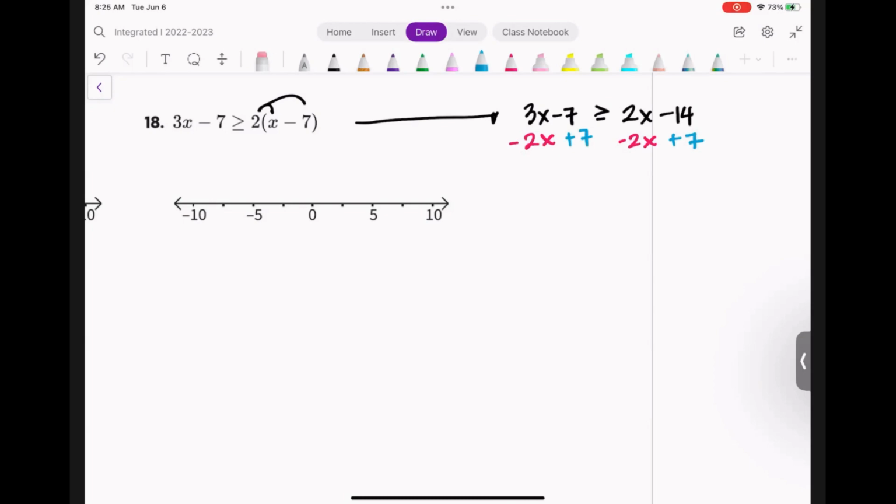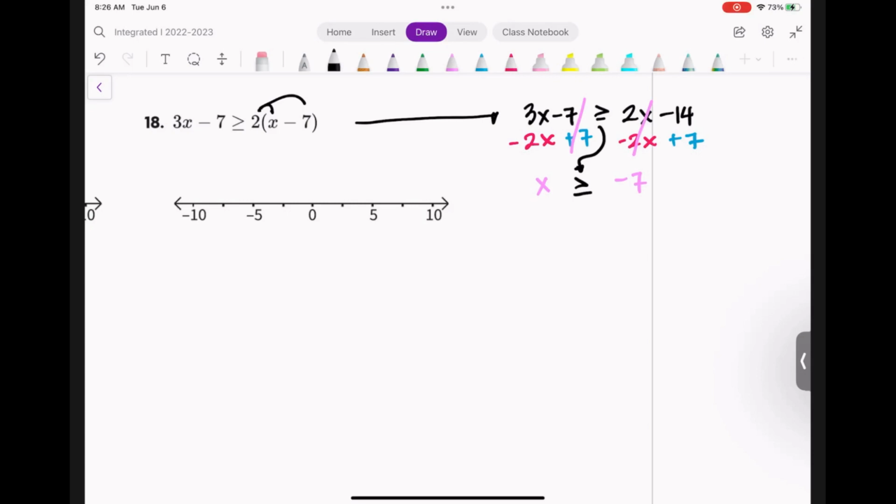So what's left is x. This is 0. This is 0. And this is negative 7. Now, the only time that it matters that it's an inequality is when you multiply or divide by a negative. Because we didn't multiply or divide, I keep my symbol. This stays exactly the same. I copy it. Okay, and this says x is greater than or equal to negative 7. I would like you to think about this as every number that's greater than or equal to negative 7.